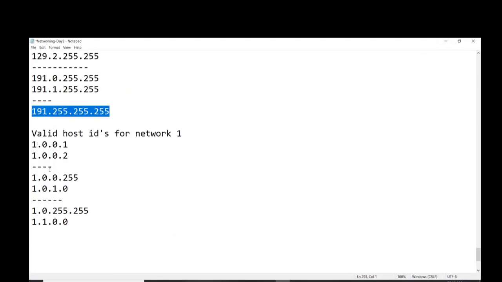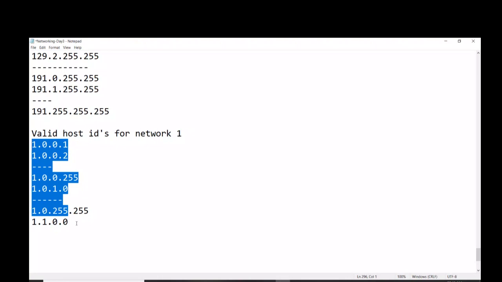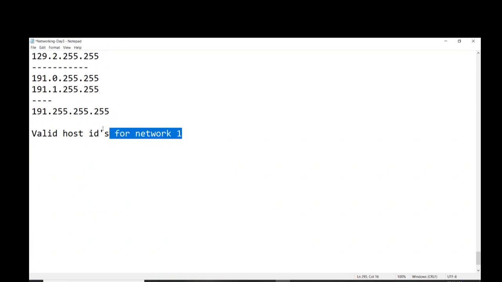So those are the valid host IDs for a network. Now I will ask you, I will remove this. You have to tell me valid or not valid. Valid host ID examples.